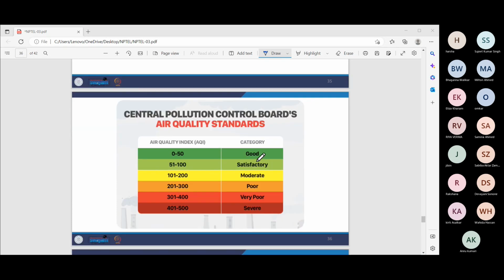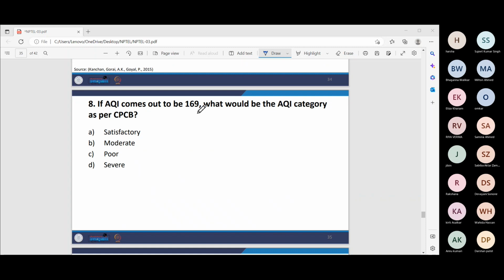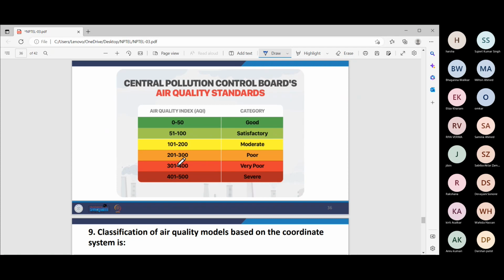Basically, this is the table. These are the values of the AQI. For the value of 0 to 50, the category is considered as good. For 51 to 100, it is satisfactory. 101 to 200, it is moderate. When the question was given as 169, I think this will be moderate. For 201 to 300, it's poor. And 301 to 400, it's very poor. And above that, it is severe.